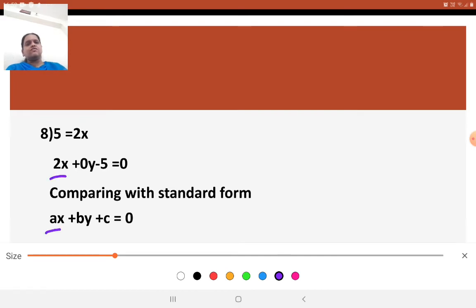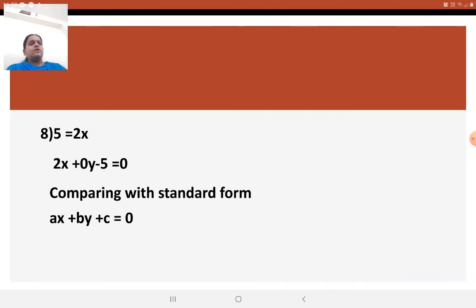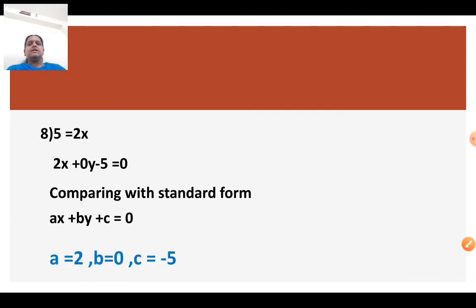a is the coefficient of x, that is 2. b is the coefficient of y, that is 0. c is the constant term, that is minus pi. I think now it will become very easy for you to find the a, b, c values. So write the final answer then: a equal to 2, b equal to 0 and c equal to minus pi.